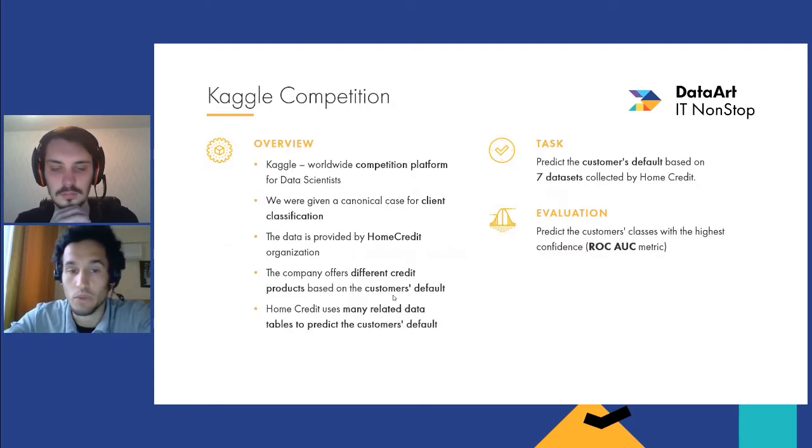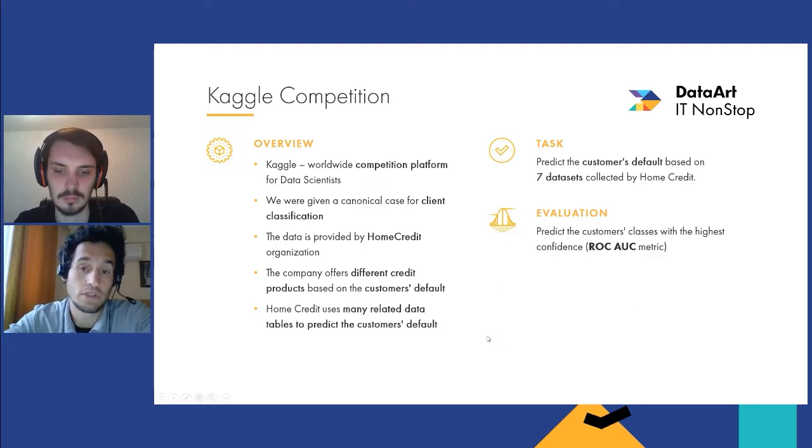You all know what Kaggle is, right? And we had a canonical case for client classification. That's a data set from the Home Credit organization. They provide loan products to their customers based on their reliability, based on the probability of default of customers. This data set has many tables with their relations, actually 7 data tables. And the task for this competition was to predict if the particular client is going to default based on historical data. So this is a task for supervised learning. The evaluation was done based on ROC AUC metric.